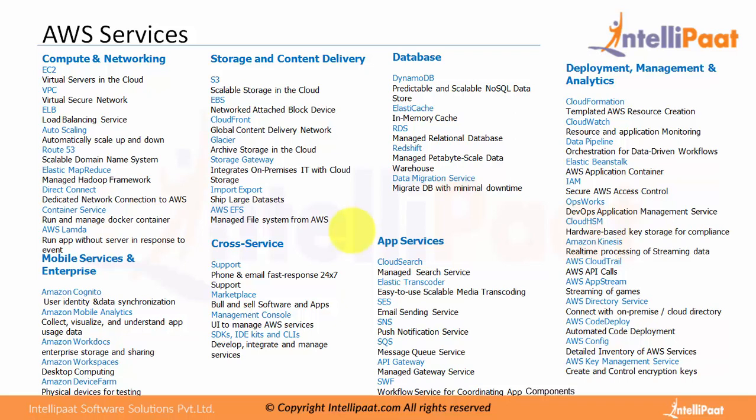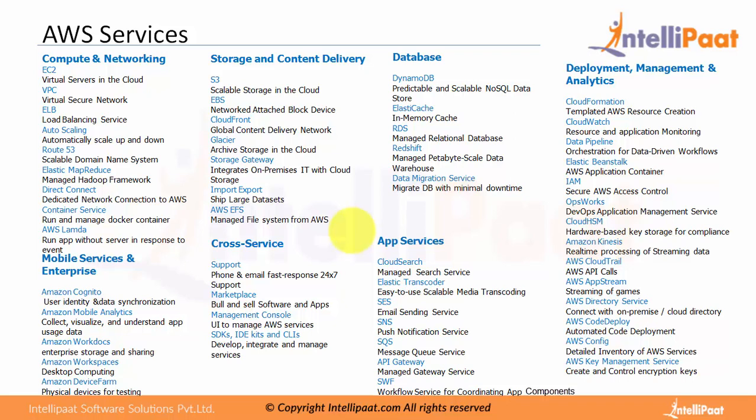Now we go to the right-hand side, the storage and content delivery. Amazon S3, or Amazon Simple Storage Service, is a scalable storage. It's a storage for the internet. When you want to store static content like videos, images, HTML, CSS, something like that, you can store it using Amazon S3. Amazon Elastic Block Storage is a network attached block device.